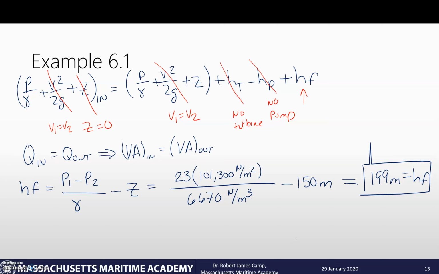One thing to notice with this problem is the pipe length made no difference to the problem, because that's all buried into this HF number. There are a lot of things hidden in this term, and we're going to spend a lot of time breaking that apart and calculating, okay, how do we find HF if we don't know everything like we knew here?